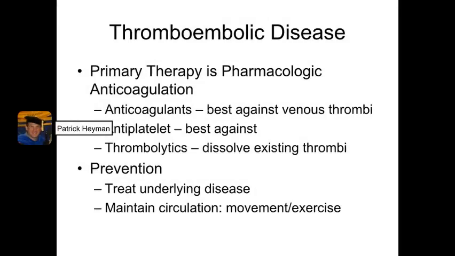The main therapy for thromboembolic disease is going to be drugs: anticoagulants, antiplatelets, and thrombolytics. Anticoagulants are drugs that inhibit the clotting cascade, and they're best against venous thrombi. Antiplatelets inhibit platelet function and are best against arterial thrombi. And then thrombolytics are going to dissolve existing thrombi. So anticoagulants and antiplatelets don't actually stop or destroy an existing clot. What they do is they prevent that existing clot from getting bigger.